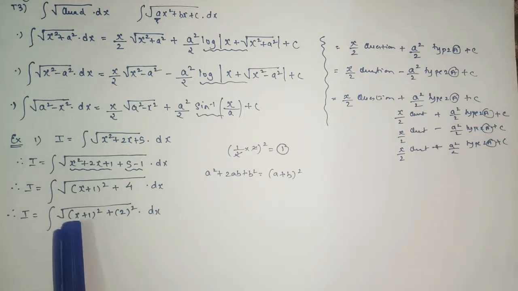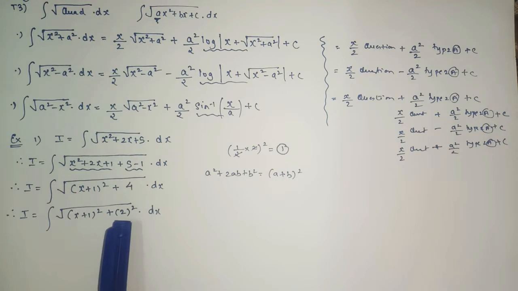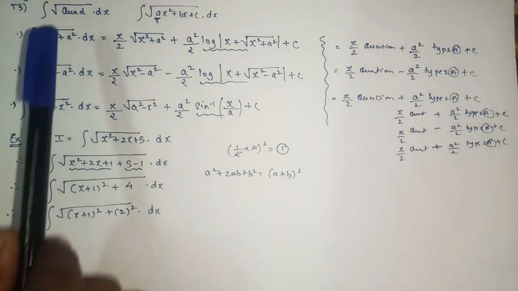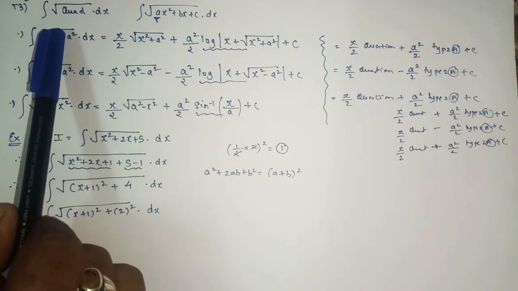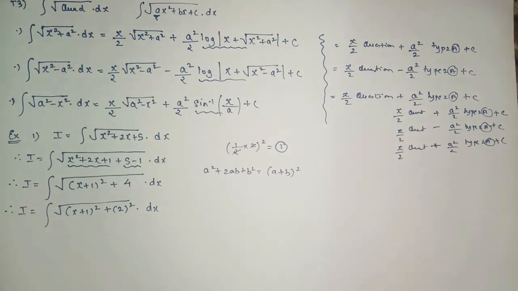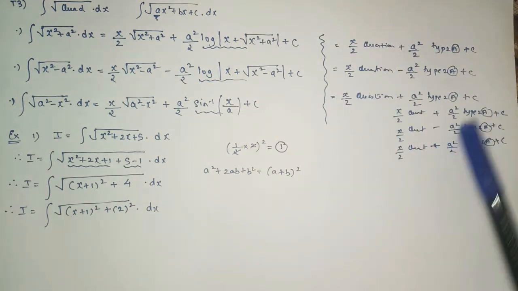As the first section is x plus 1, this 1 is with the variable, so we'll consider the whole section, this x plus 1, as the variable, and 2 is a number, and here the connection is plus. Clearly we can see that this section looks like formula number 1. The first section is the variable and the second section is the number and the connection is plus, so we have to apply the first formula. It says x upon 2 root x square plus a square, plus a square upon 2 log mod x plus root x square plus a square, plus c. I had explained how to remember the formulas also.